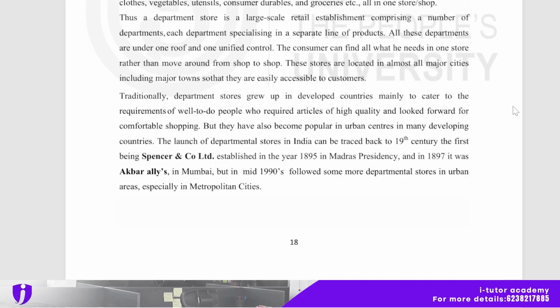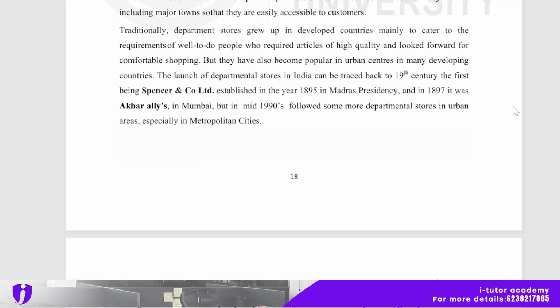Traditionally, department stores grew up in developed countries mainly to meet the requirement of well-to-do people who required articles of high quality and looked forward to comfortable shopping, but they have also become popular in urban centers in many developing countries. The launch of departmental stores in India can be traced back to the 19th century, the first being Spencer and Co Limited, established in the year 1895 in Madras Presidency, and in 1897 it was Akbar Allies in Mumbai. But in the mid 1990s some more departmental stores followed in urban areas, especially in metropolitan cities, like that.